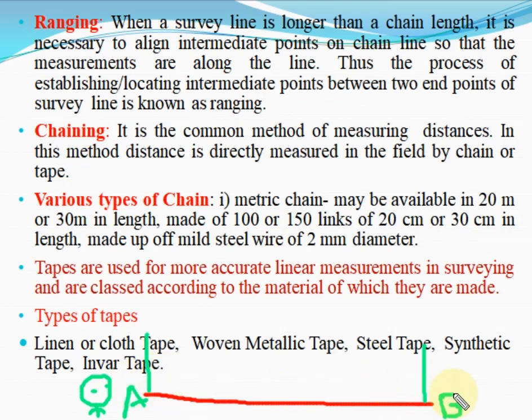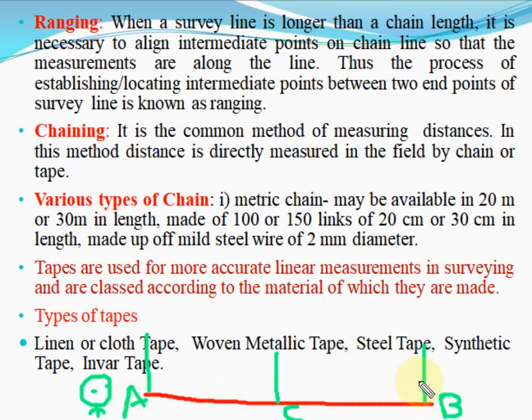So how can you establish that point in between A and B? You require one person carrying another ranging rod. For example, a person carrying a ranging rod can place it in between A and B such that all three rods are in the same line. The surveyor guides that person to move either left or right in such a way that all three rods are in the same line. This is called ranging.